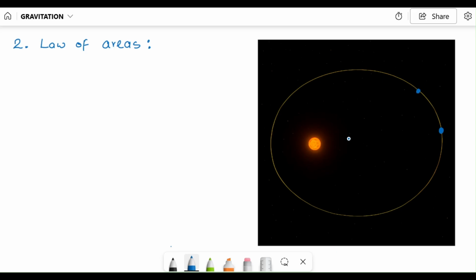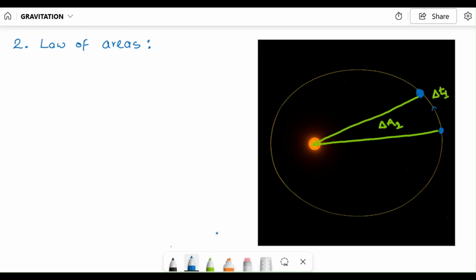So if you observe its motion, and if you draw an imaginary line connecting the Sun to the planet, this line is going to sweep area. And let's say this is the area, our planet is a bit ahead. So let's say it is reaching here. Let's say this area is delta A1, and the time taken to reach from here to here is delta T1.